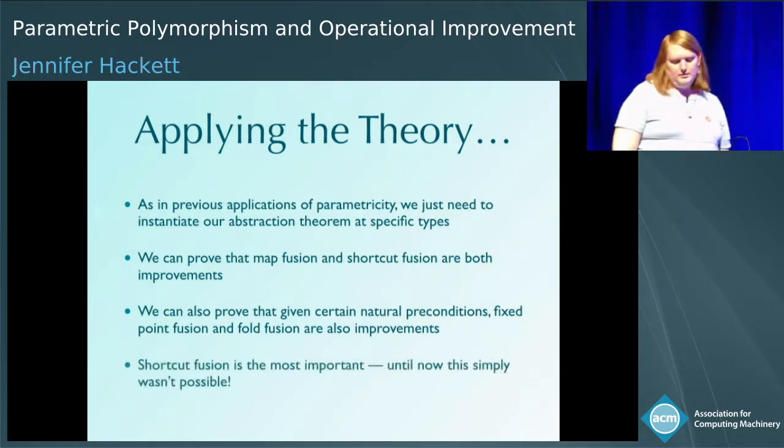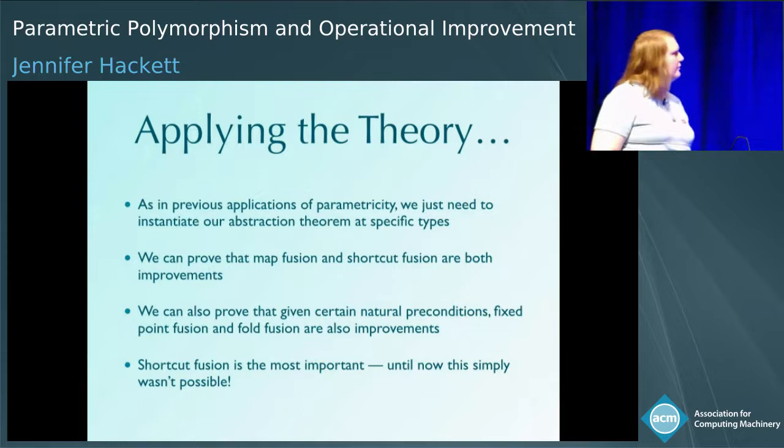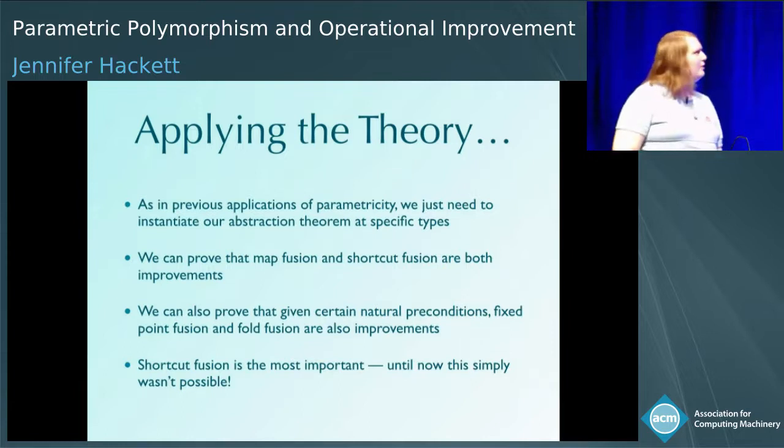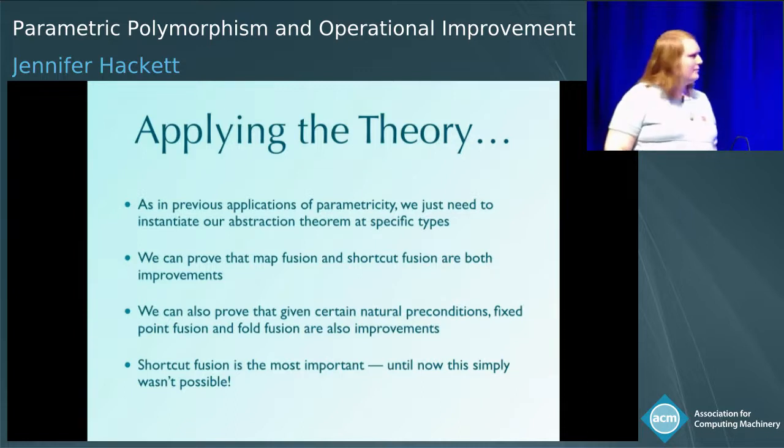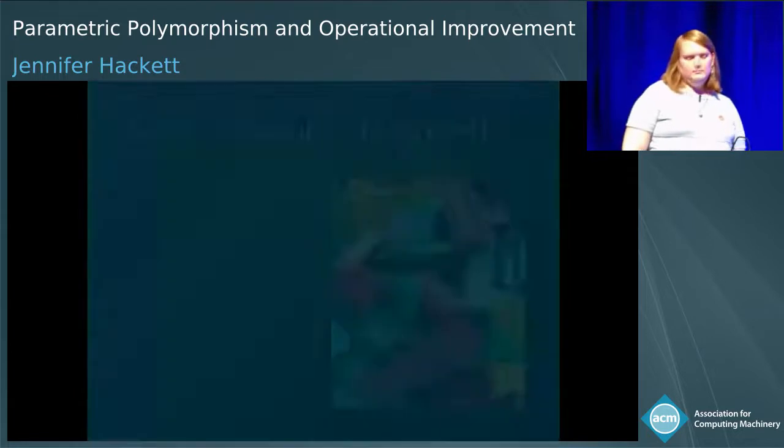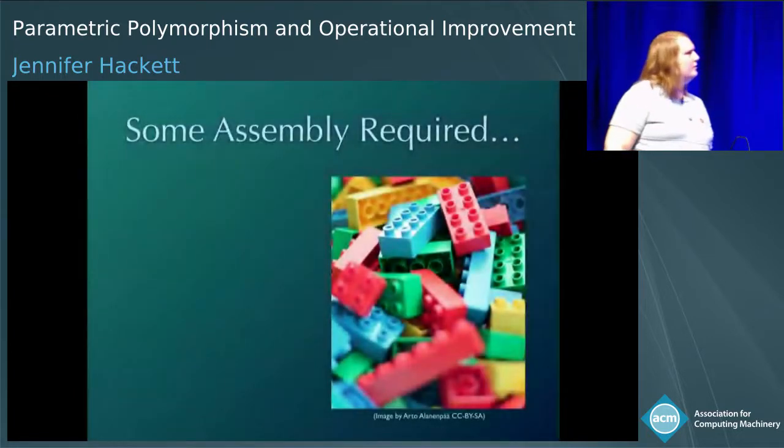But like I said, the most important thing is shortcut fusion, because there was no way we could do that with the previous theory. There was nothing equivalent to parametricity that we had before. So now we have a parametricity result, we can get shortcut fusion. It's not quite there.